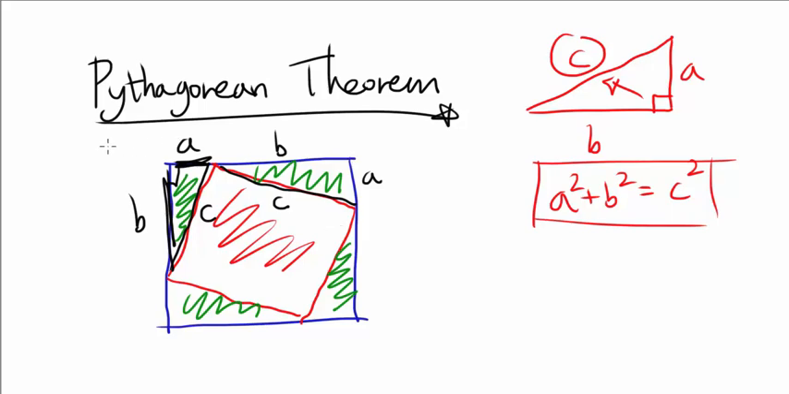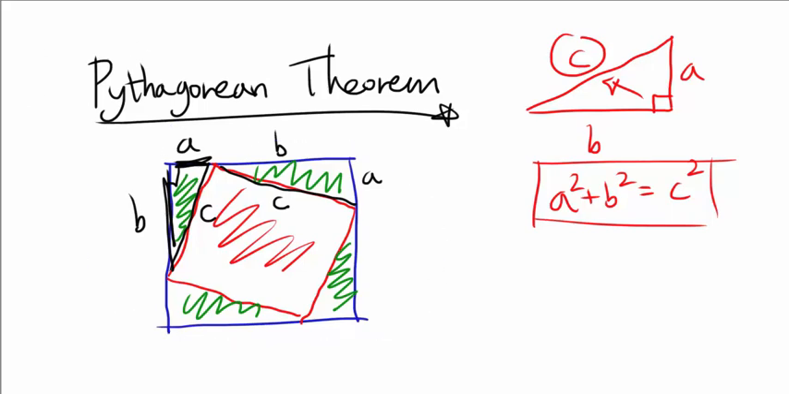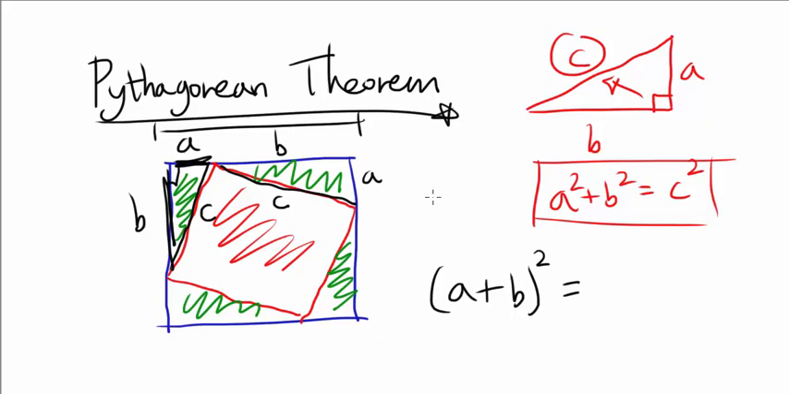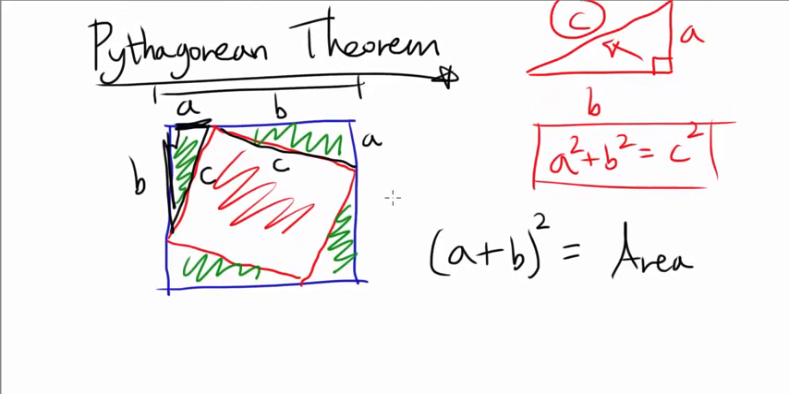Now let's look at what's happening. How do you find the area of the entire thing? How do you find the area of the blue square? You may say that's just side times side. And what's our side? Our side is a plus b. So the area of the square is equal to (a plus b) squared. And you say, okay, that's good. Now what's special about that?